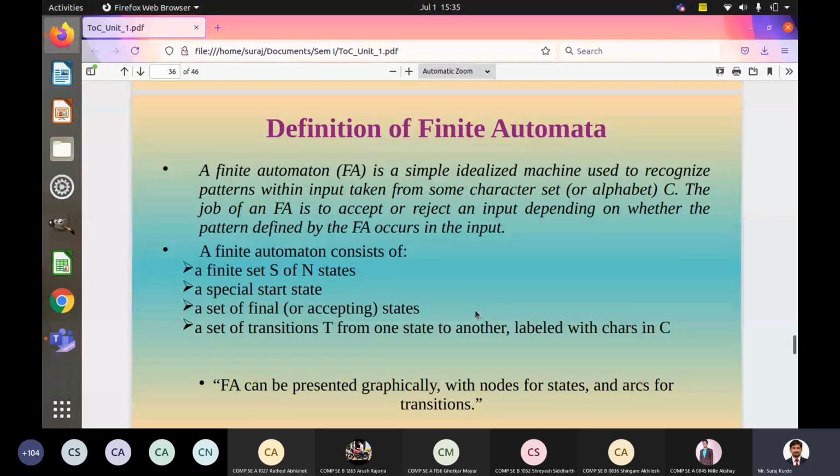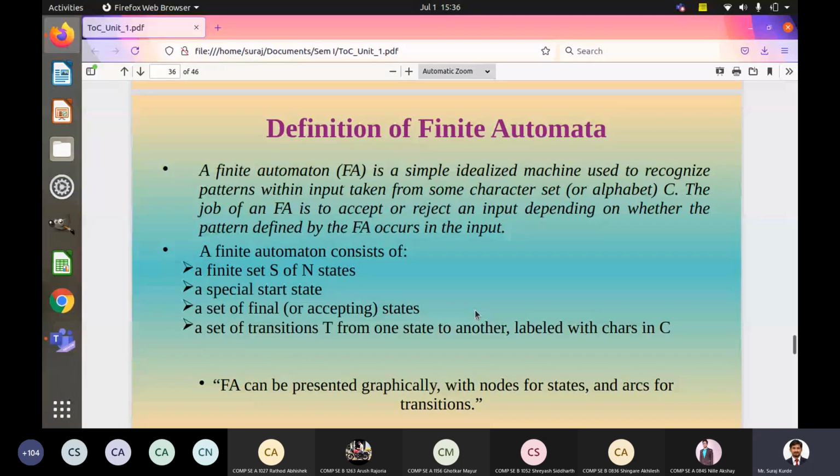The input is taken from some character set or alphabet, the symbols. The job of a finite automata is to accept or reject. So what is the job of finite automata? Either it will accept or it will reject an input depending on whether the pattern defined by the finite automata occurs in the input. Now for the given question, the pattern is main. We have to check whether main is there or not. If it is there, then accept. If it is not there, then reject.